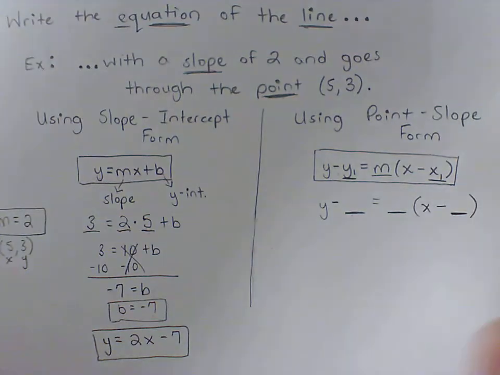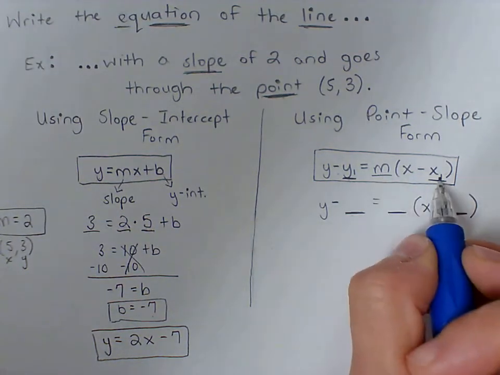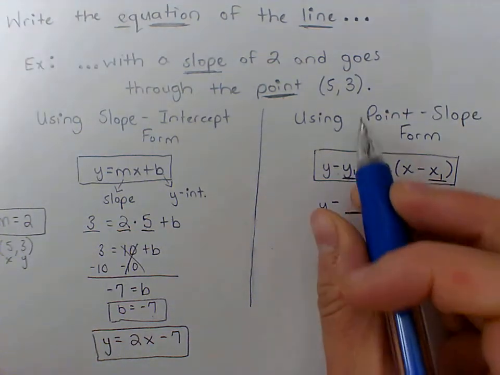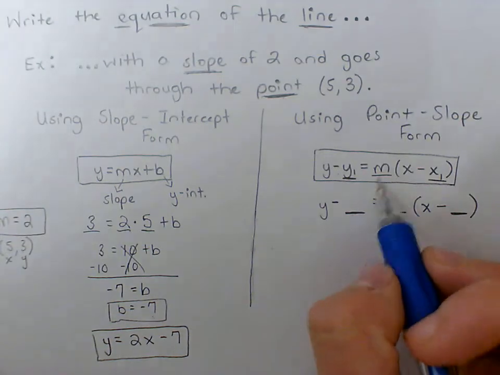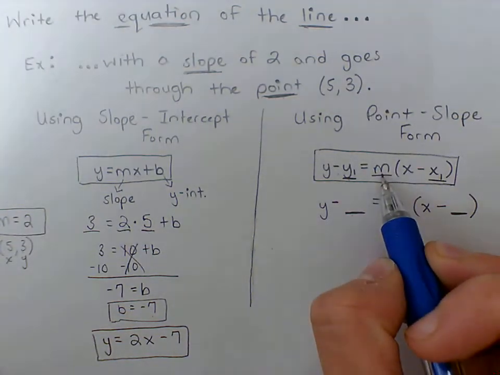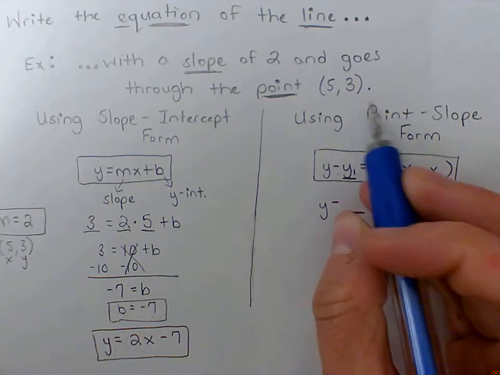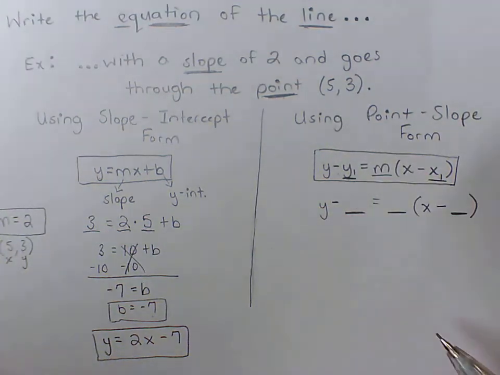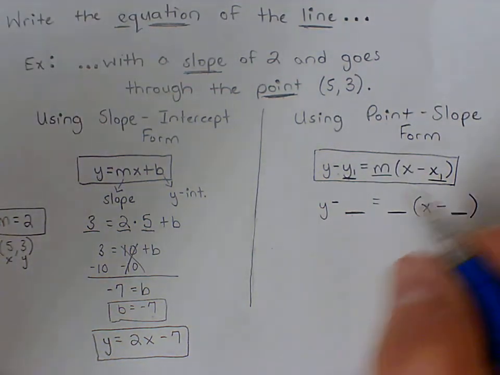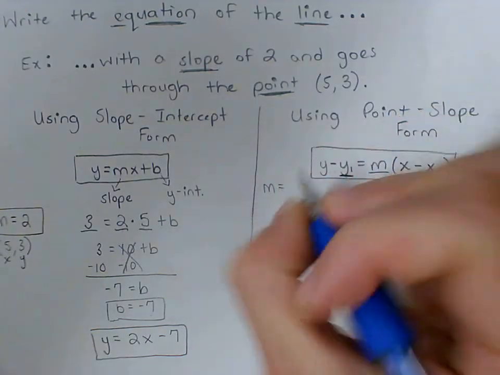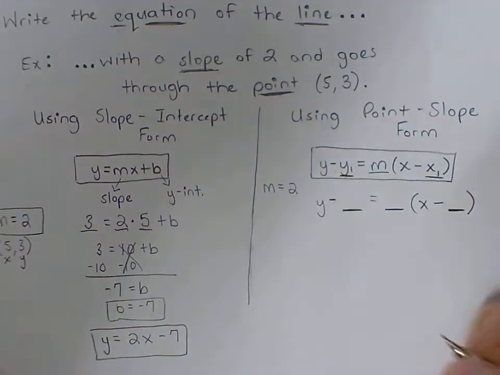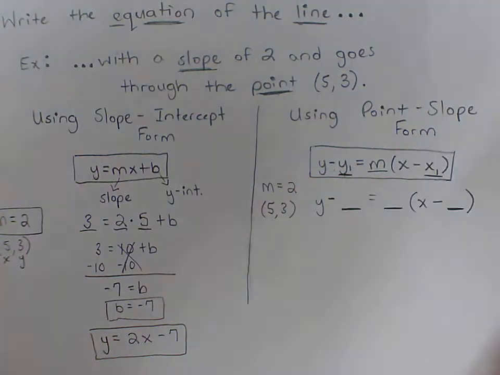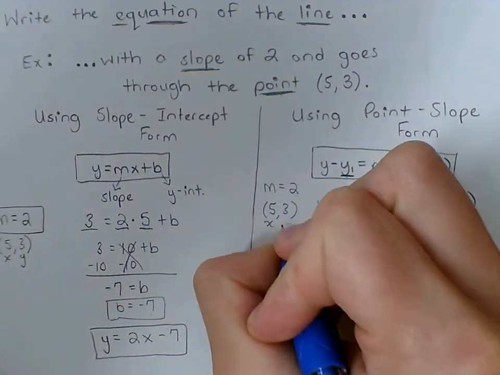Okay, so notice everywhere that I'm going to be plugging in, like here I'm going to plug in my y value from my point, here I'm going to plug in my slope, and here I'm going to plug in my x value of my point. I left those blanks so I can just plug them in. Okay, so again, find out your slope, which our slope was 2. And then write down your point and label it so that you'll know what goes where. So this is my x and that's my y.